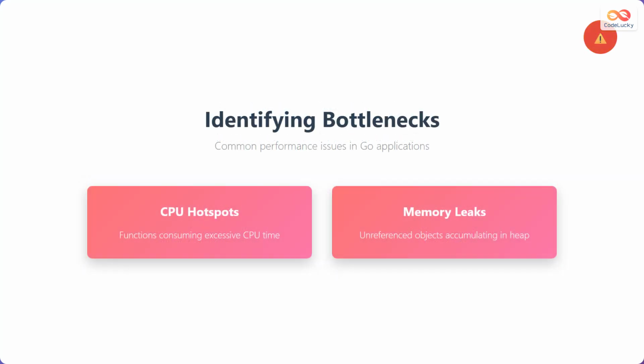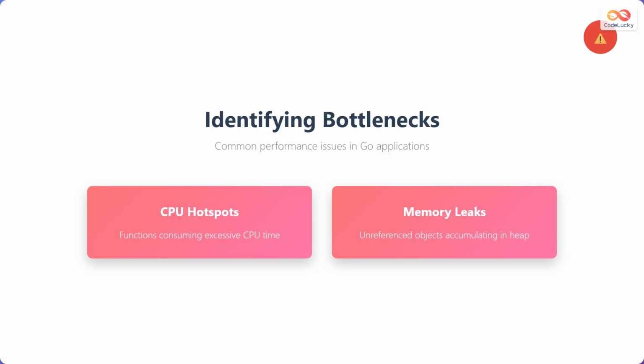Through profiling, you can identify two major types of performance bottlenecks in Go applications. CPU hotspots are functions or code sections that consume excessive processor time. These might be inefficient algorithms, unnecessary computations, or functions called too frequently.